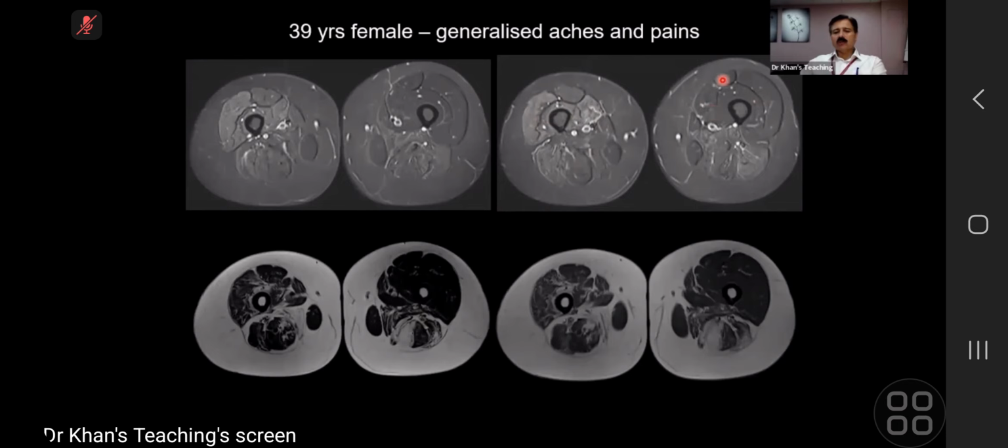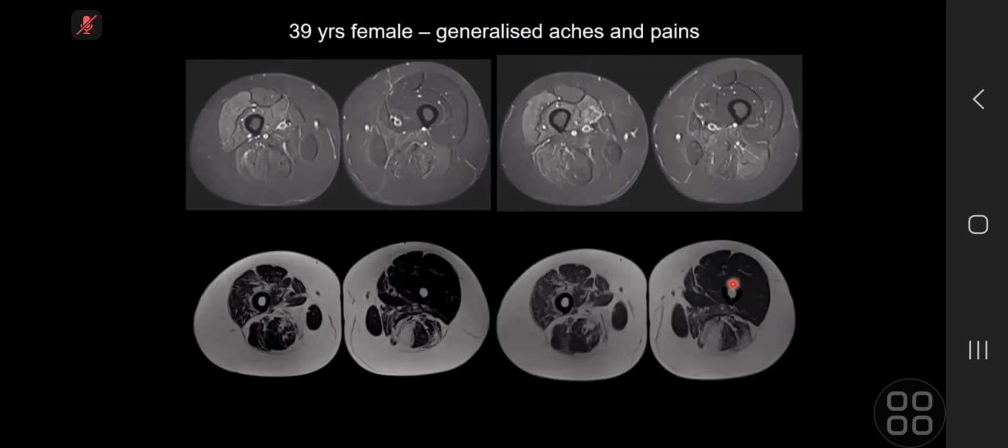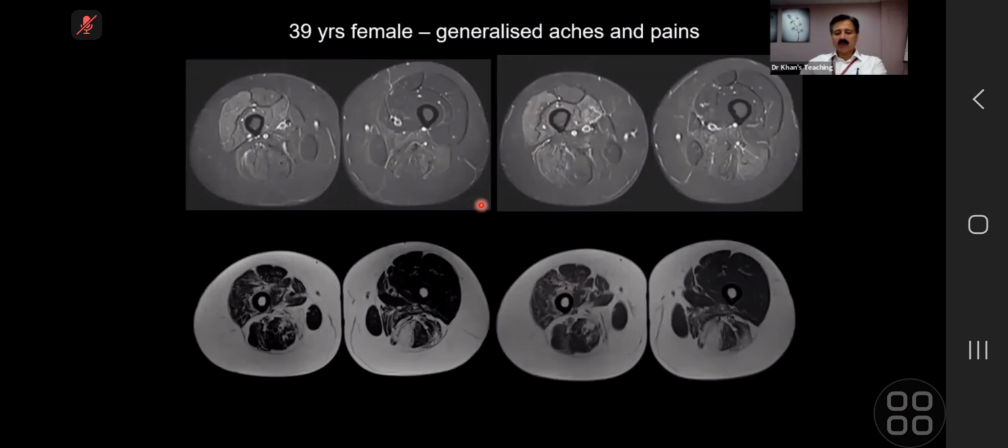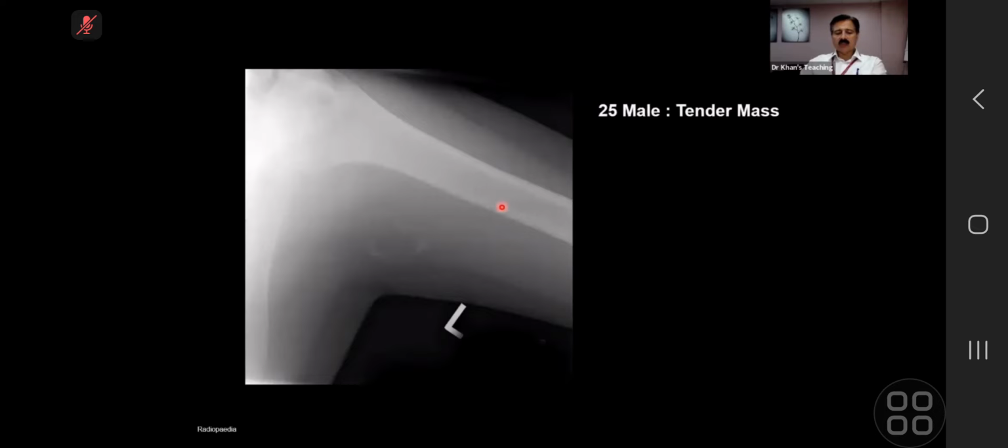Look at this quadriceps. It is healthy. And on T1 also it is healthy. This one has got a bit of high signal and a bit of fatty atrophy. So all kinds of abnormalities can be found in this particular case.